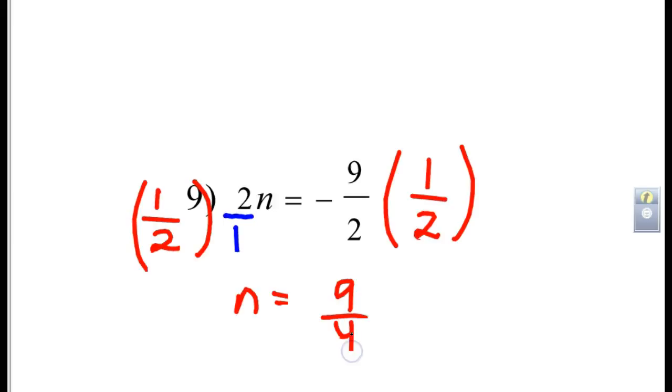Do I need to make that a mixed number? No. Does it reduce? No. Is that the right answer? Nope, not turn into decimal. Maybe that's a fraction. Good question. Is that the right answer?